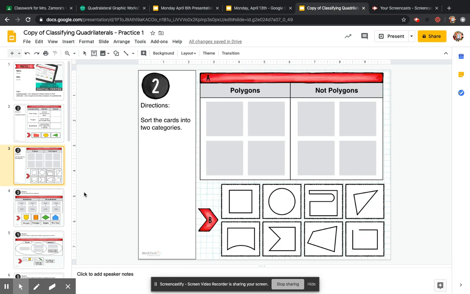All right. Next slide, you are going to sort the polygons from the non-polygons. Remember, a polygon is a shape that has 3 or more sides and is a closed shape. The sides have to be straight.